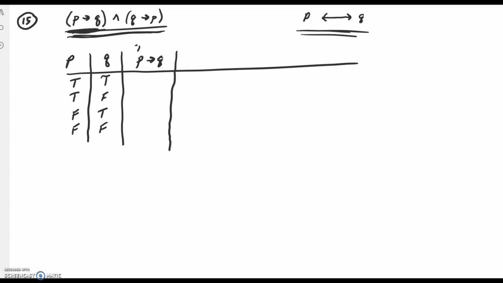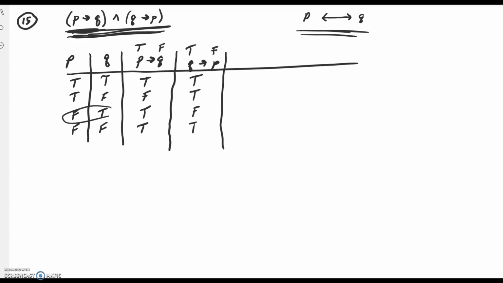The only way it can be false, a broken promise, is if we have a T and an F. We have it here. The rest are true. This next one's a little bit trickier. Q implies P. The only way that can be a broken promise is if Q is true and P is false. That's right here. And the rest are true.